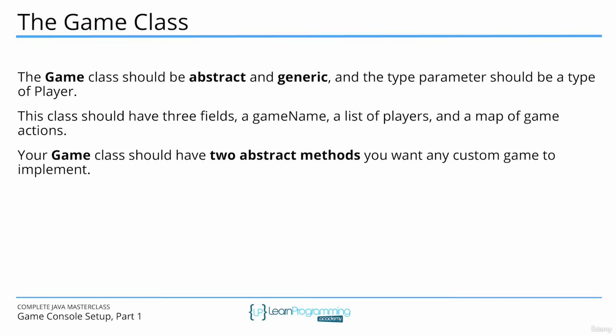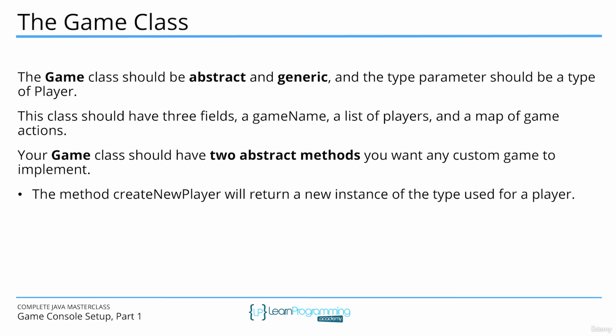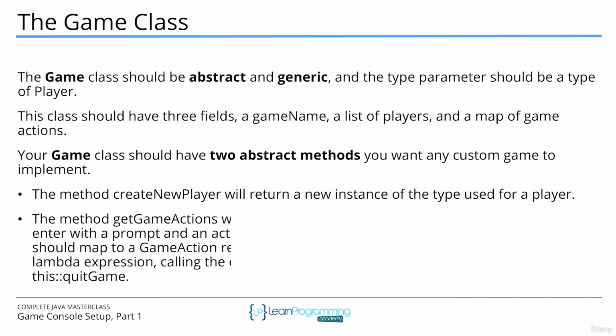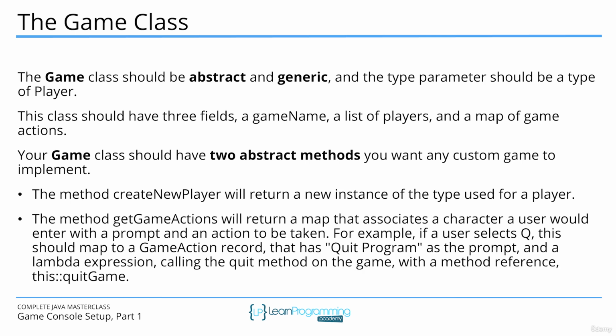Your game class should have two abstract methods you want any custom game to implement. The method createNewPlayer will return a new instance of the type used for a player. The method getGameActions will return a map that associates a character a user would enter with a prompt and an action to be taken. For example, if a user selects Q, this should map to a game action record that has quit program as the prompt and a lambda expression calling the quit method on the game with a method reference, this::quitGame.